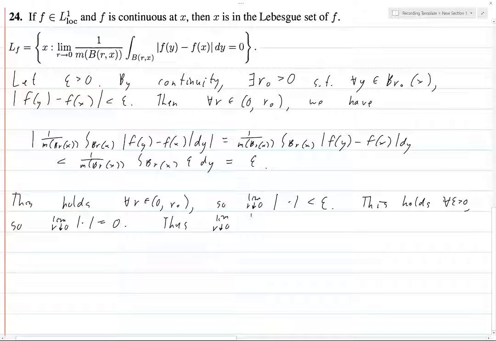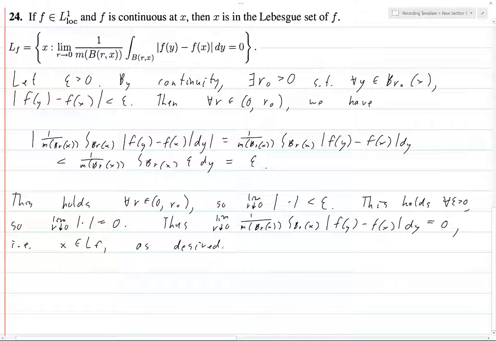I'm going to write it out this time because this is basically what we want. dy equals 0, i.e. x is in L_f as desired. And there we go. We're done. All we really need to know is the definition of this thing, and we're good.